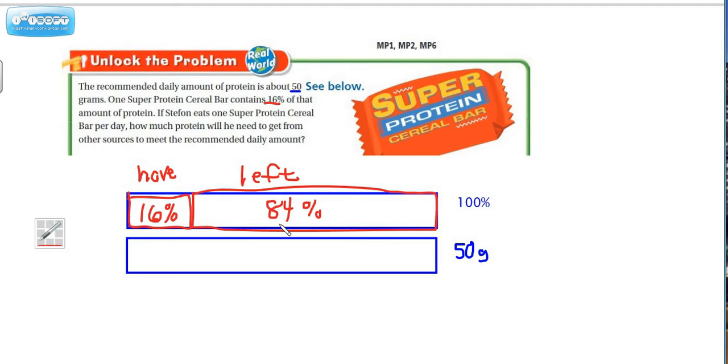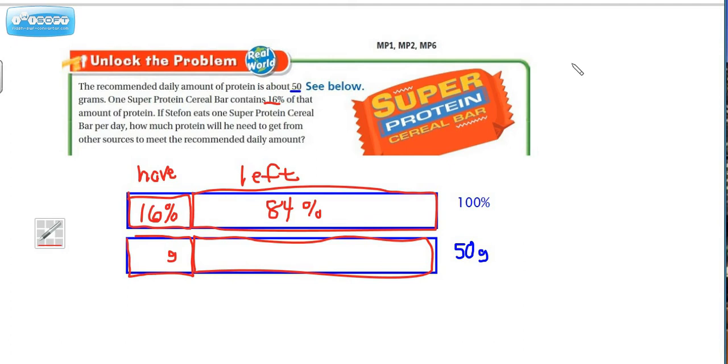All right, now let's figure out what they want. What's the question actually asking? They want to know how much protein will he need to get from other sources, and they want that in grams. So we could get this amount, which is how much he's gotten in grams. And one way we could do that is find the decimal equivalent of this and multiply it by the all of it number of 50 to get that. But I'm going to recommend we do it another way, just to save ourselves the extra step of having to later subtract that from 50. This is what they're asking for, this nugget right here, which is how much does he have left to get.